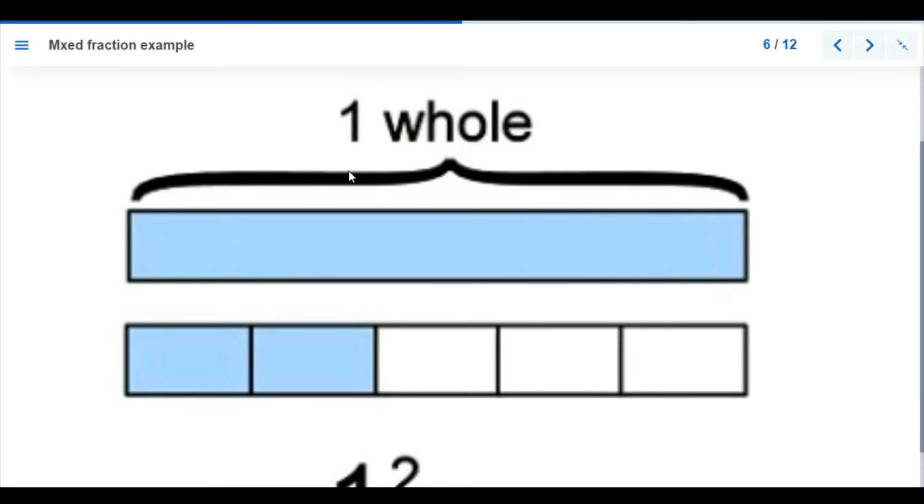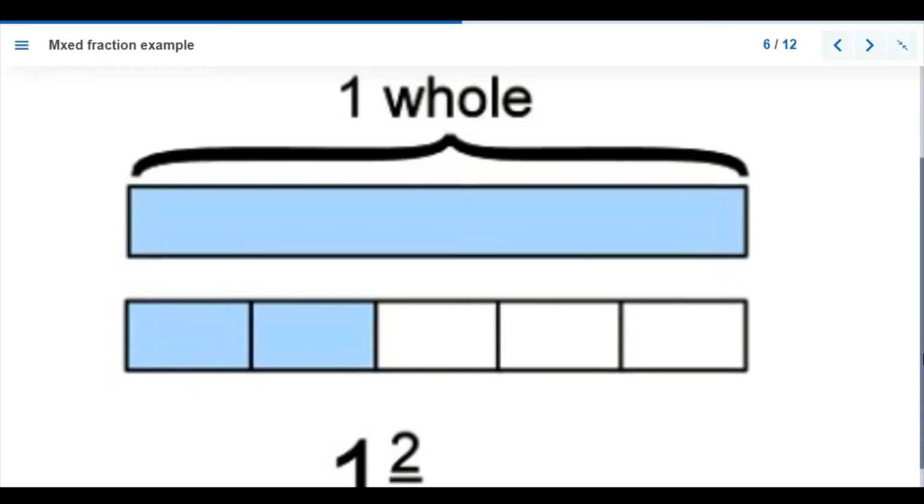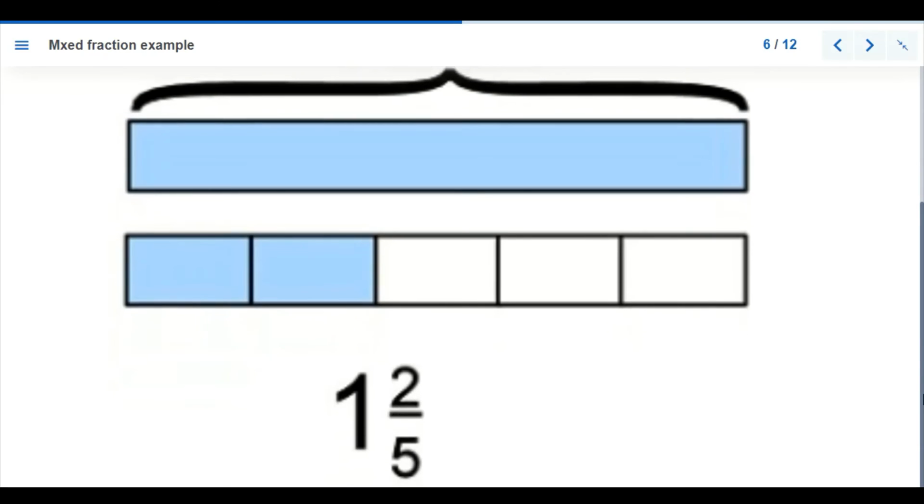This is a whole number. This entails a whole number, and we have a proper fraction. If you look at this shape here, it is divided into what? 1, 2, 3, 4, 5, and 2 of it is shaded. So we can actually say that this is what? 2 over 5. So we can call this a mixed fraction, and we call it one whole number 2 over 5.